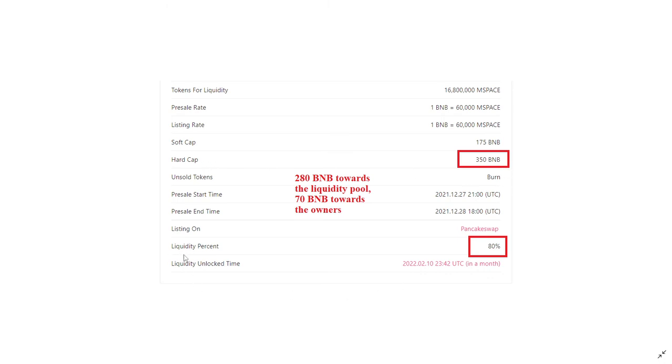Now, as you can see, this liquidity percent metric is extremely important. It's only at 80%, and what that basically means is that 80% of the raised funds from the presale will go towards the actual liquidity pool. The other 20% will be kept with the team, which means that once you buy into the project, in a sense, you're already losing 20%, 70 BNB is going towards the owners.